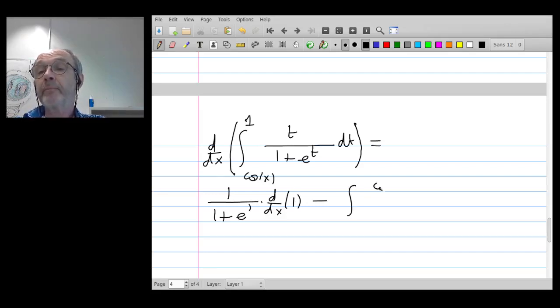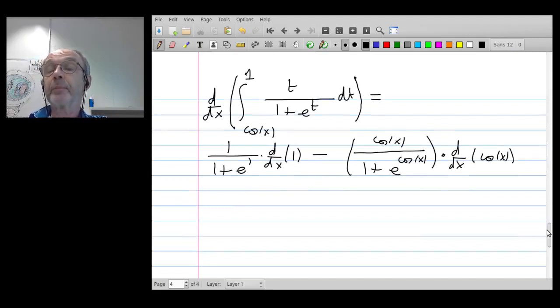And then the lower boundary that you have always to subtract, and so you fill in the lower boundary, you get the cosine, I fill in that function, so you have the cosine of x divided by 1 plus the exponential power of the cosine of x, and then times the derivative of the cosine. Just use that rule of differentiating those integrals and fill in the upper and the lower boundary, and don't forget to multiply by its derivatives. You are just doing a kind of chain rule.